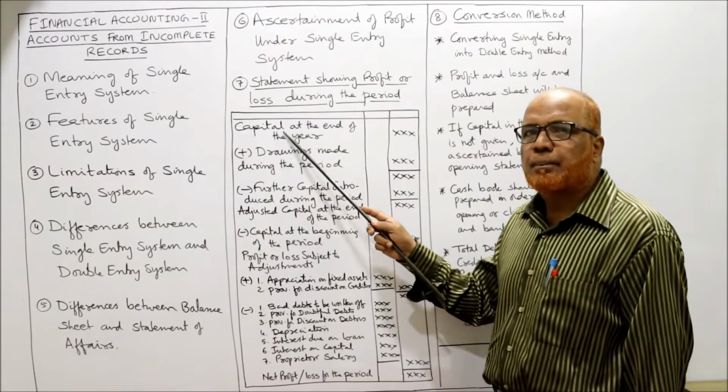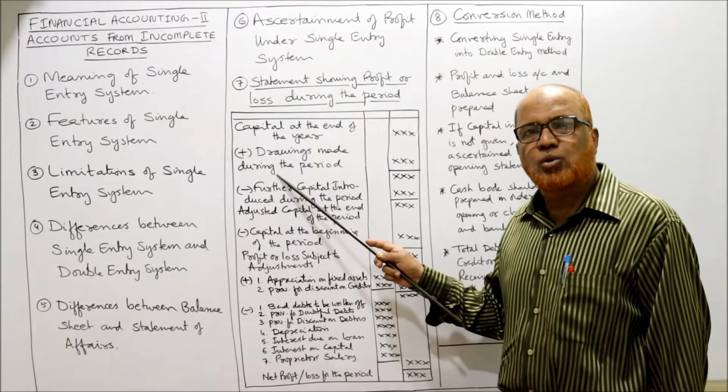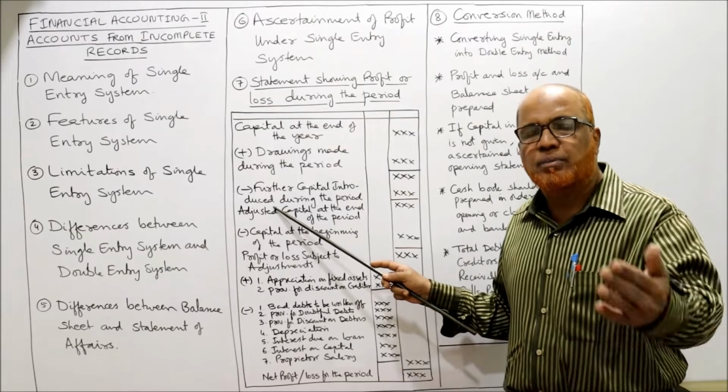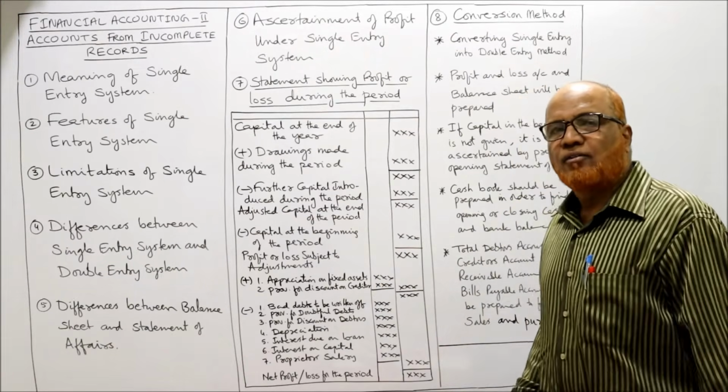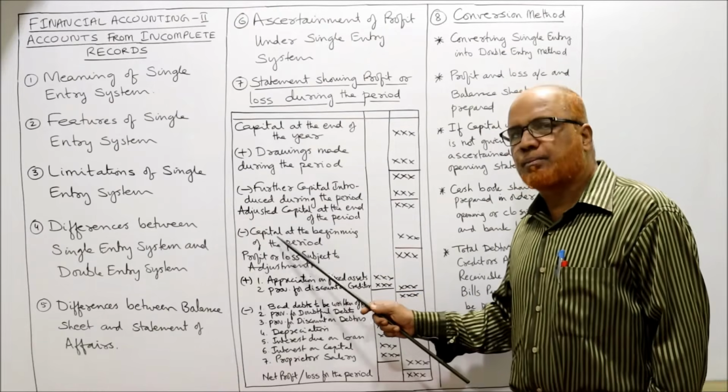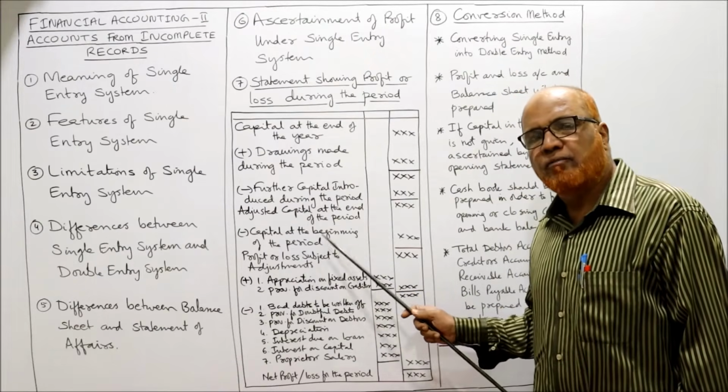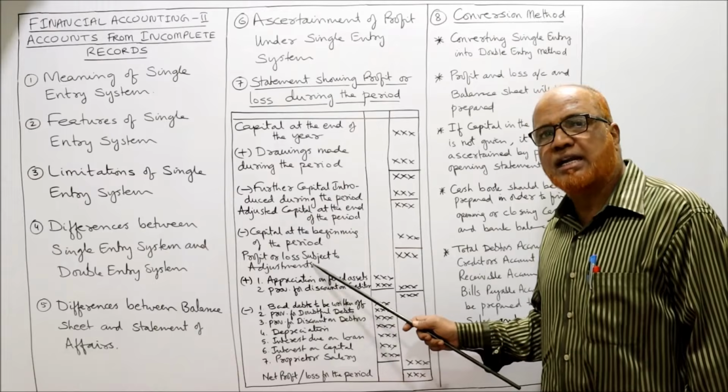Again I repeat, capital at the end, add drawings during the period, minus further capital introduced during the period. We'll get adjusted capital at the end. From that adjusted capital at the end, subtract capital in the beginning of the year. We'll get the net profit or net loss before adjustment.